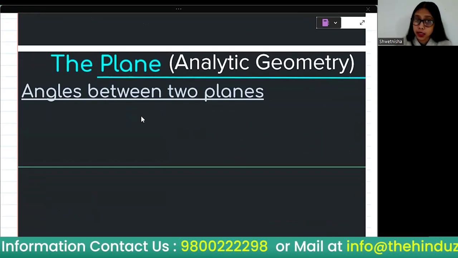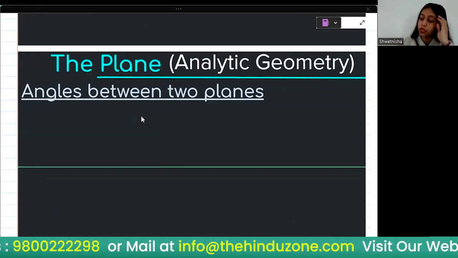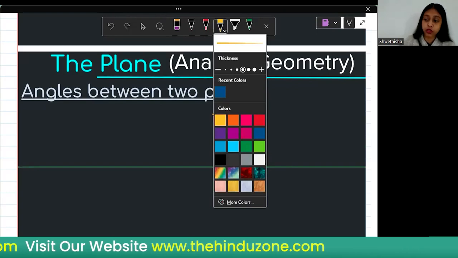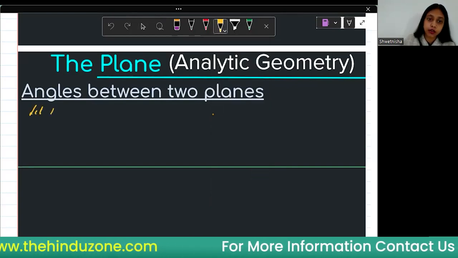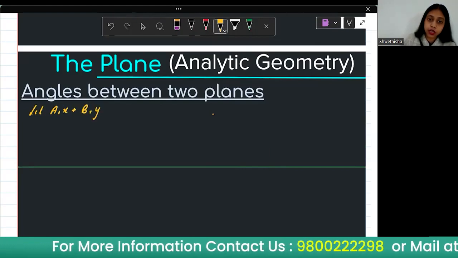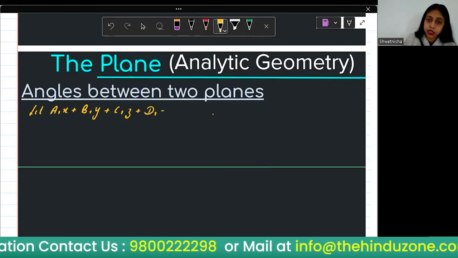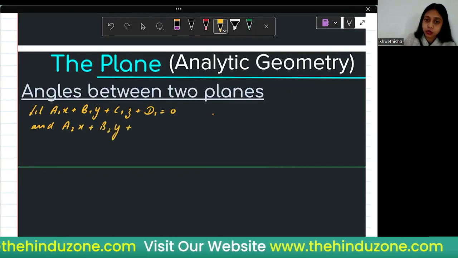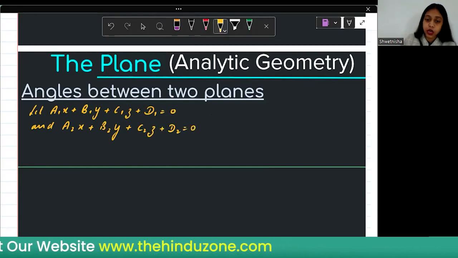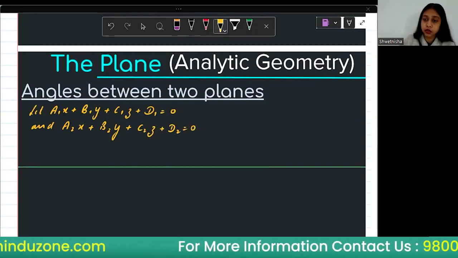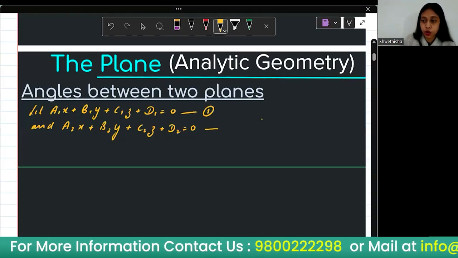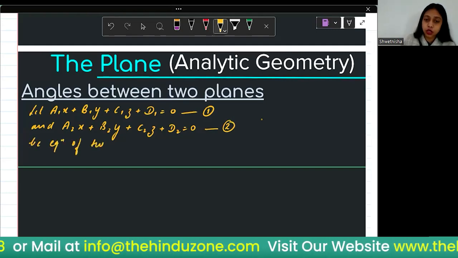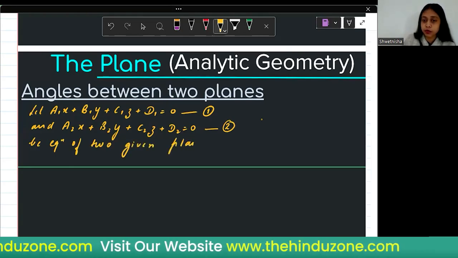Now, angle between two planes. See, angle between two planes, how do we find that? We know about the equation of planes, the general equation of two planes. So let us say we have two planes, A1x plus B1y plus C1z plus D1 is equal to 0, and A2x plus B2y plus C2z plus D2 is equal to 0. Now, these are the equations of two given planes.